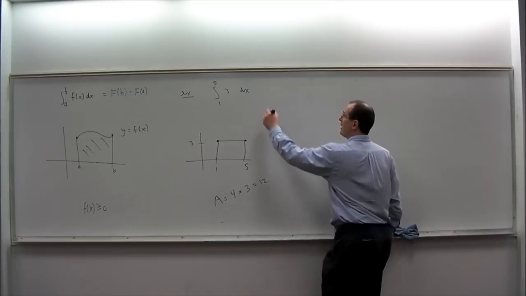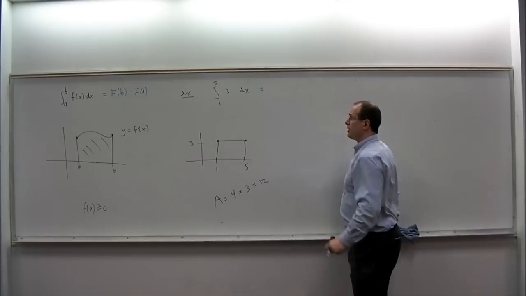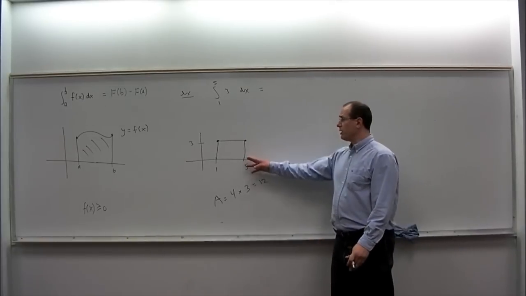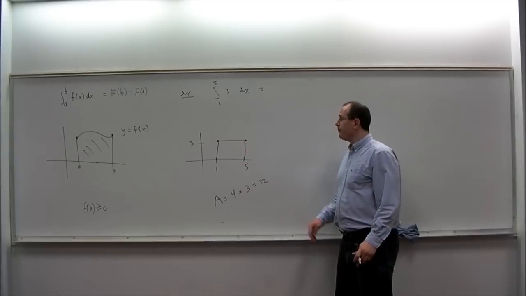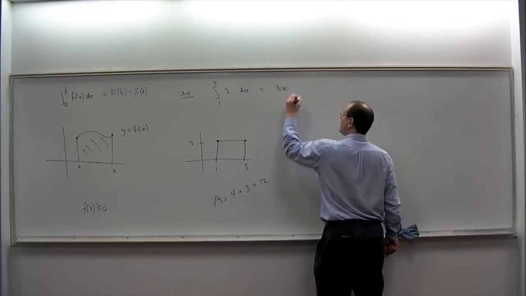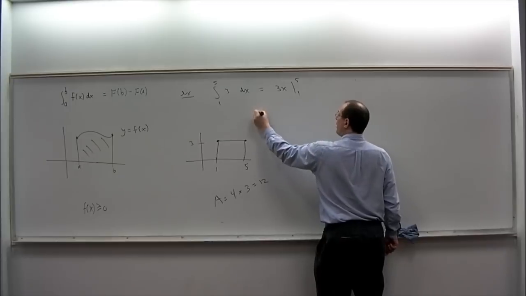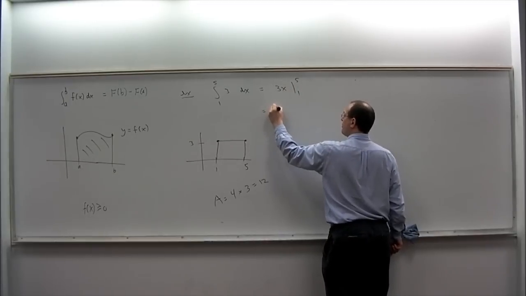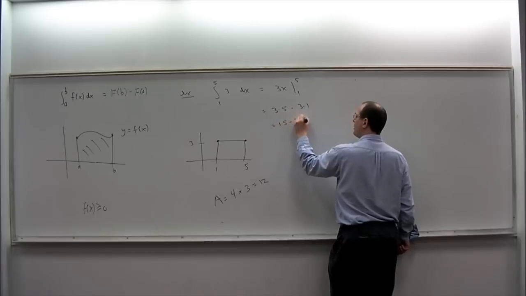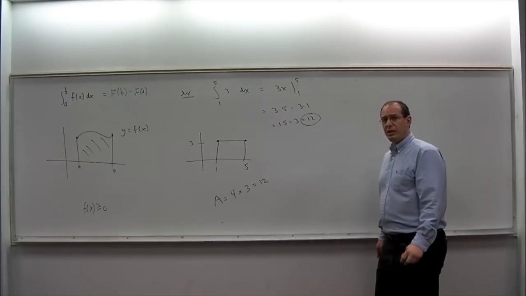Now let's just double check that. Even though calculus is not necessary to solve the problem, if we use our calculus technique, we should get the same answer. So the antiderivative of 3 that we seek is 3x from 1 to 5. So that's 3 times 5 minus 3 times 1, and that's 15 minus 3, which is indeed 12.